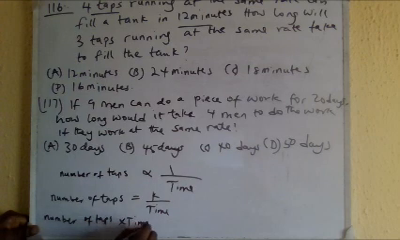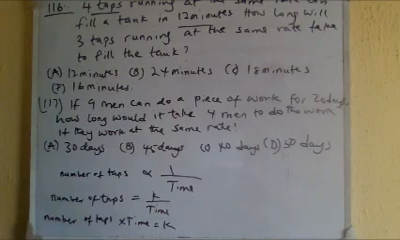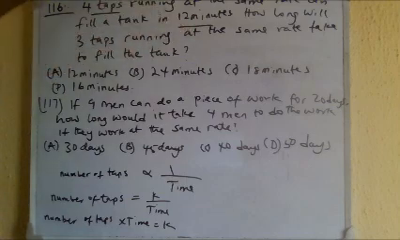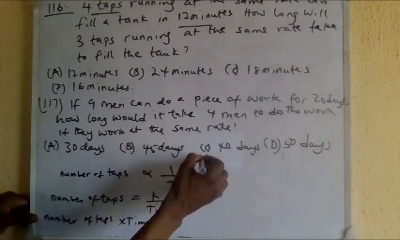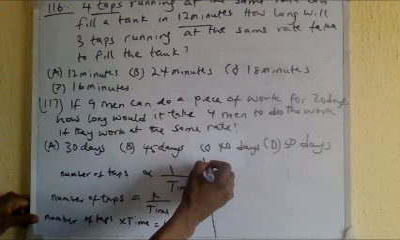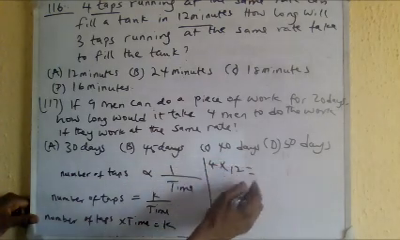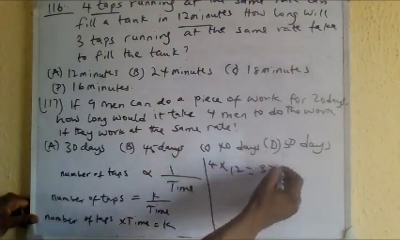So I'm going to look for this times this. Taps times time is equal to taps times time. That's what this is talking about. So taps, there are 4 times 12 is equal to another 3 times unknown. So that's how you're going to do it.